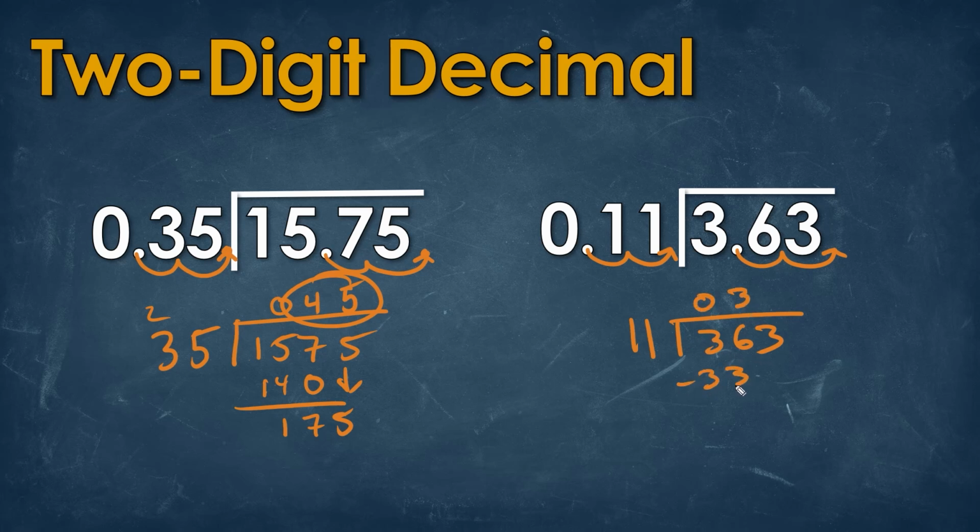So 3 times 11 will be 33. We subtract, we'll get 3. We drop down that 3. 33 and 11, 3 times. So the answer is 33.